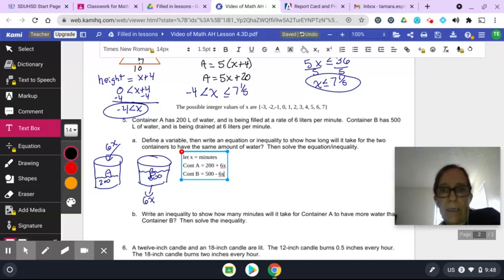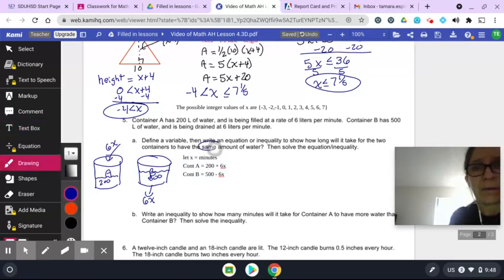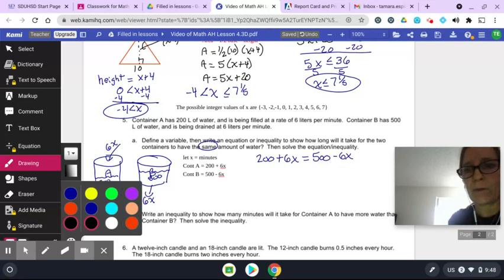Define a variable, write an equation or inequality to show how long it will take for the two containers to be the same. Well, if they're the same, then they have to be equal. So 200 plus 6x has to equal 500 minus 6x. Okay, I'm ready to solve it. I'm going to move the lower variable, so I'm going to add 6x to both sides. 200 plus 12x is equal to 500.